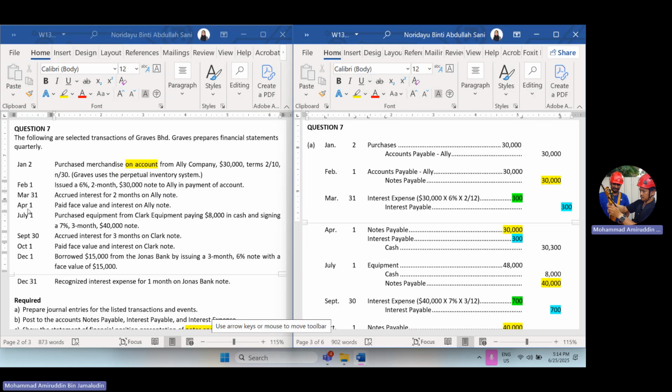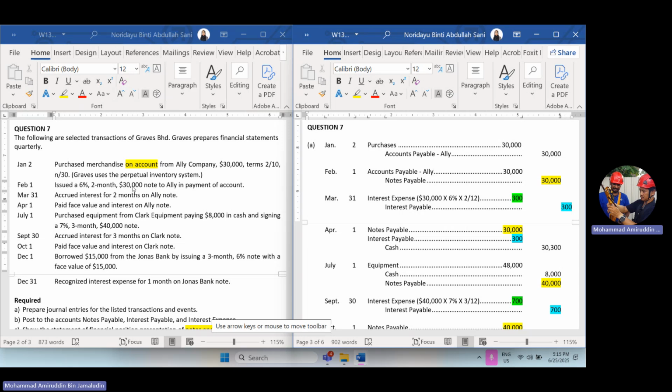Next transaction. 1st April. Paid face value and interest on LE notes. What does it mean? Now you settle the notes payable. You make payment at face value, meaning this is the amount. Your carrying value equals the face value, no changes. Later we will see the bonds, which have a different price.